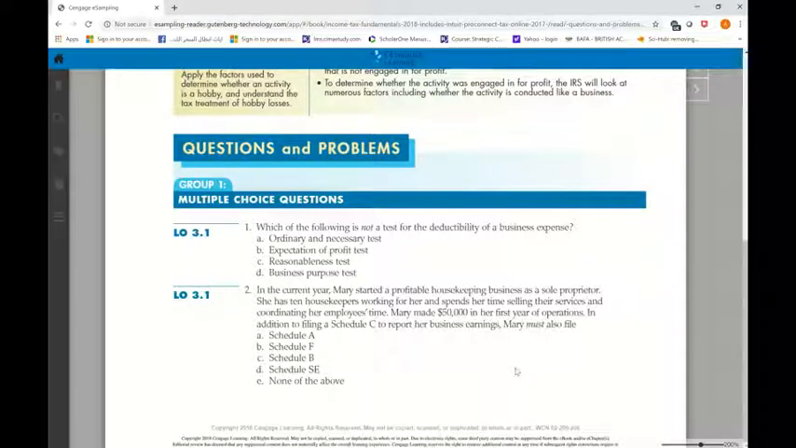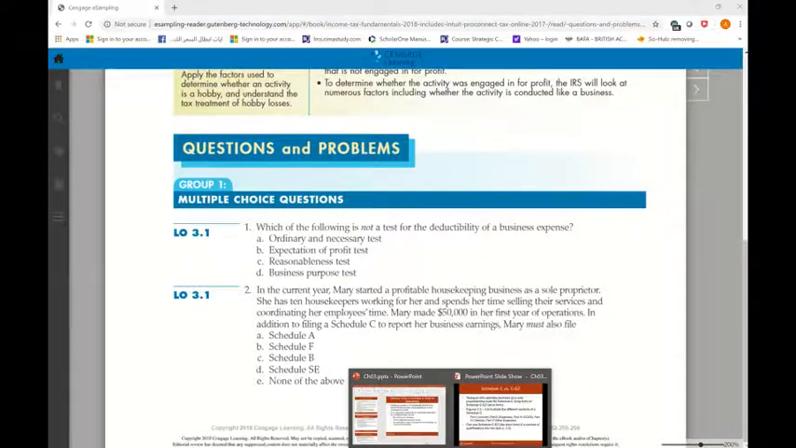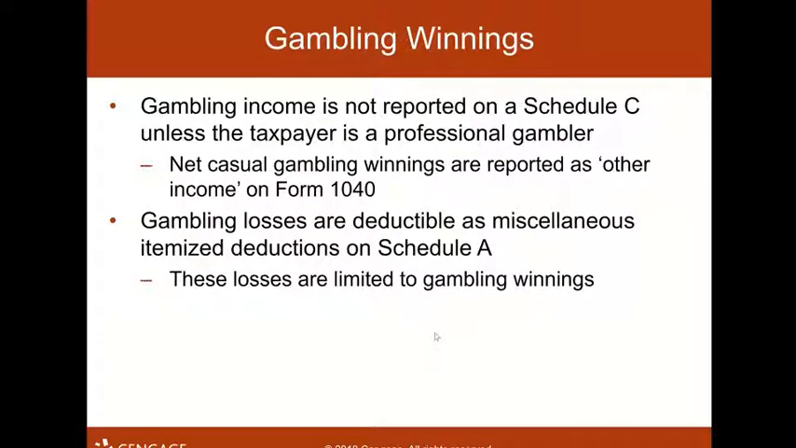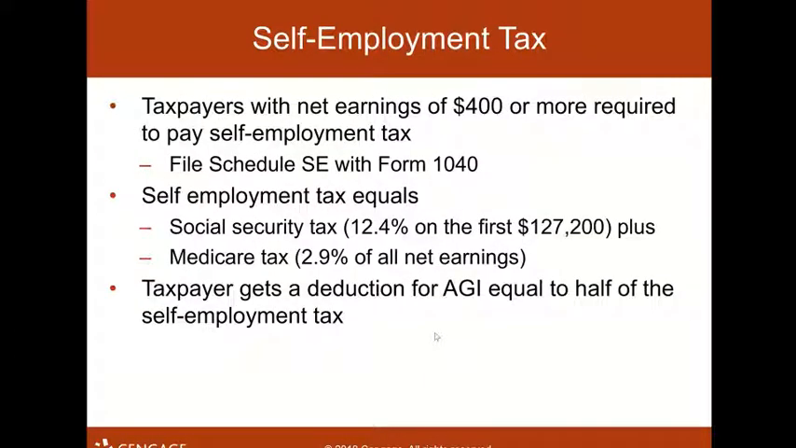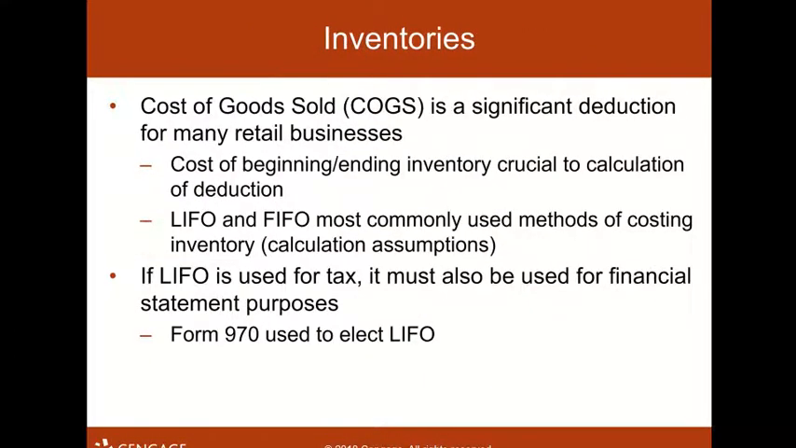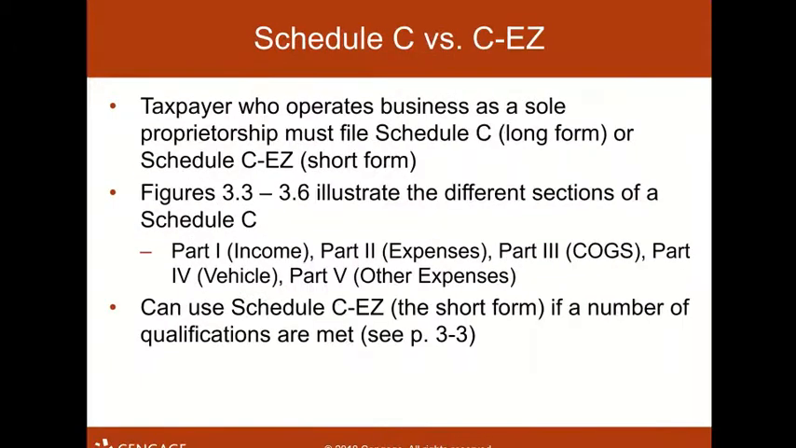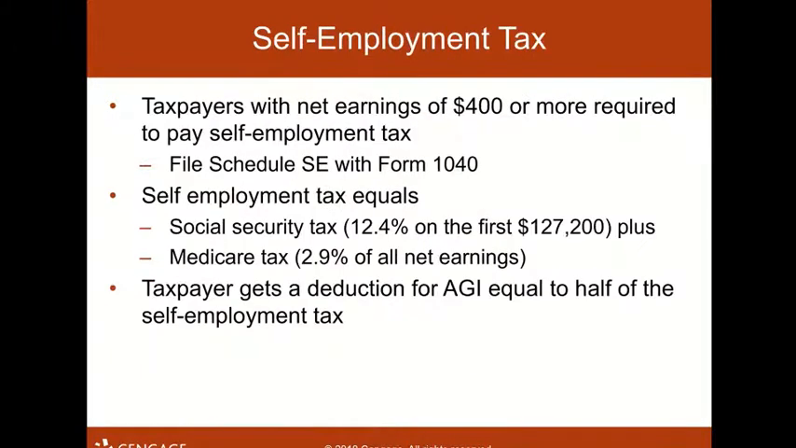Okay, so this is mainly a case that is related to self-employed. For self-employment, we have some specific rules. A taxpayer with net earnings of $400 or more is required to pay self-employment tax and file Schedule SE with Form 1040.